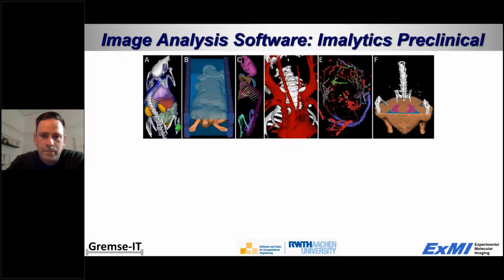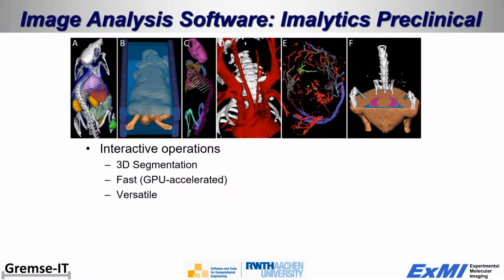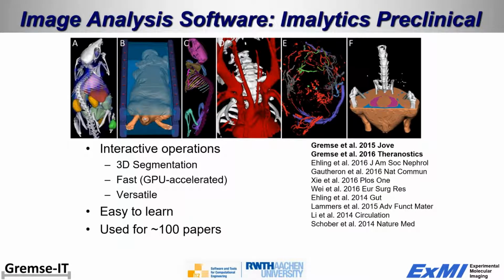So I will talk about the Imalytics preclinical software. It is a software for interactive image analysis featuring 3D segmentation operations. It's fast and it's versatile. It's easy to learn. It has been used for more than 100 papers right now. On the top, you can see a few examples, and I will show some examples throughout this talk. It's particularly good for multimodal images like CT, FLT, which we used a lot, but also for CT and SPECT, CT PET, or MRI PET, that kind of multimodal data.